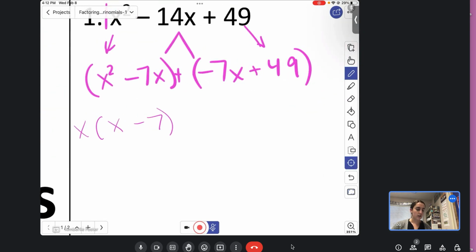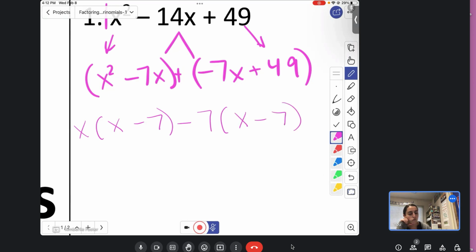Also, I noticed looking at my signs, this negative here, I need to factor that out. Okay, I'm trying to get a positive x, minus 7. In order to get a negative on this side, I need to factor out a negative. So I'm factoring out negative 7. Okay, so when I do that, I should get x minus 7.